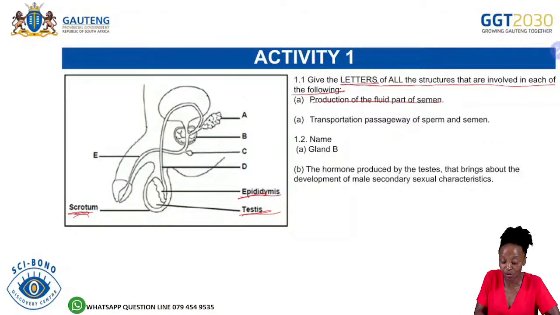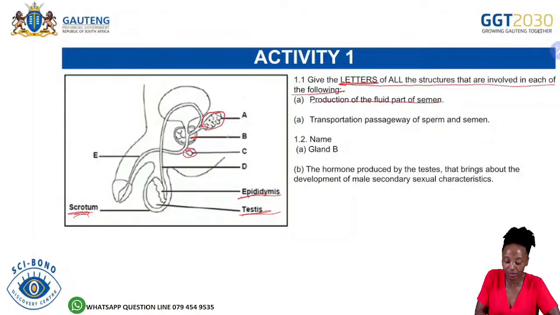So can we identify them on the diagram? Because the question says provide the letter. It does not say give the names. So you do know them, but can you identify them? Okay, let's go into the diagram. I think we can identify them clearly here. We have the seminal vesicle, which is A. We have the prostate over there, and we have the Cowper's gland over there.